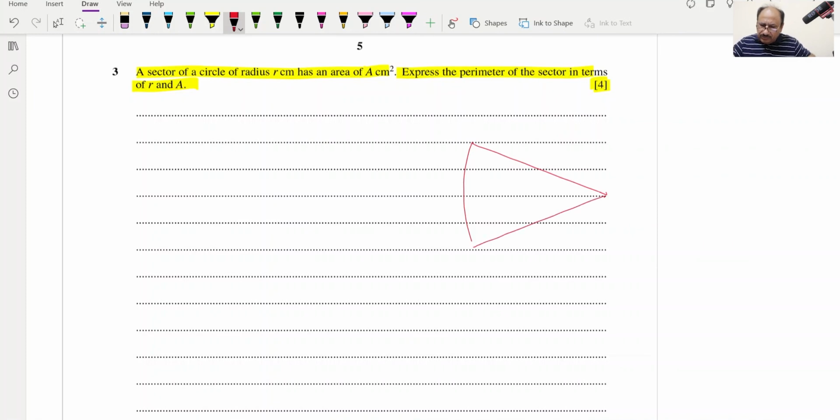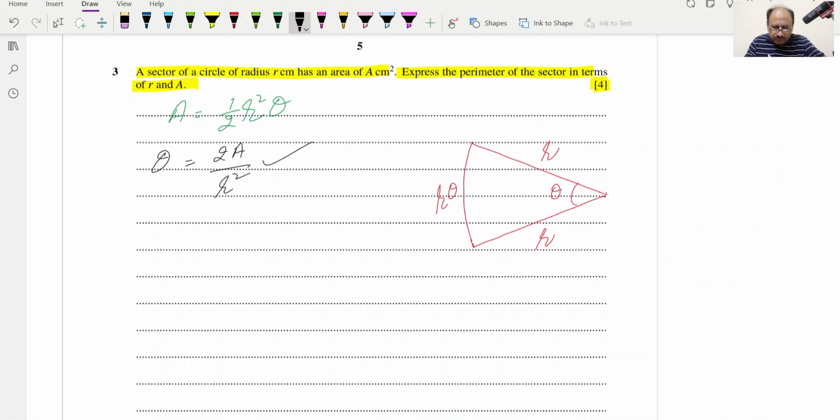basically the sector is like this one, and this is the radius r and this is r, and by formula, if this is theta, then this arc will be rθ. Now this is basically the formula which we will be applying. Area of sector is equal to 1/2 r²θ, and in this one, if we make theta the subject, this will be equal to 2a/r². Now this is the value of theta, and this value of theta we will be using to write the perimeter.